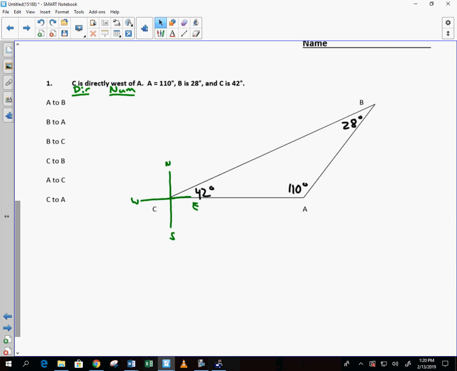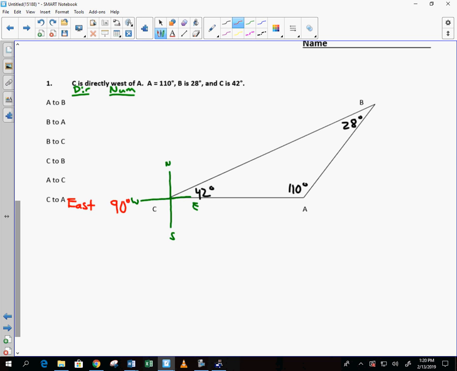I'm going to give a directional bearing, and I'm going to give a numerical bearing. I am currently located at C. I'm going to travel to A. If I'm going to travel from C to A, what direction am I traveling? East. So I will write east. I'm also going to give the numerical bearing: 90 degrees.